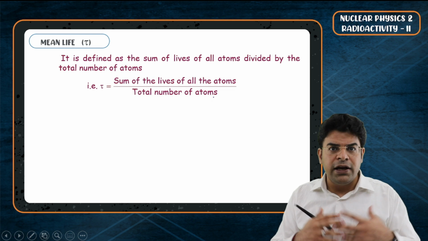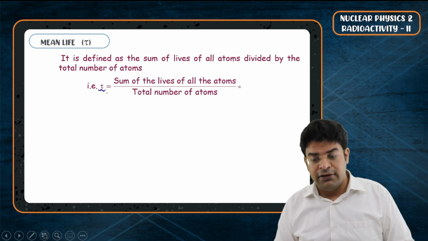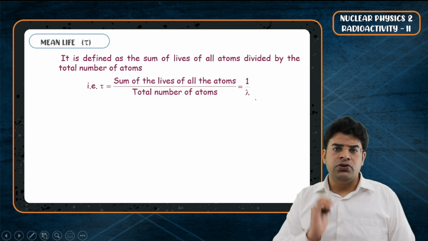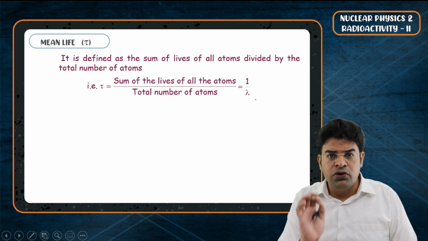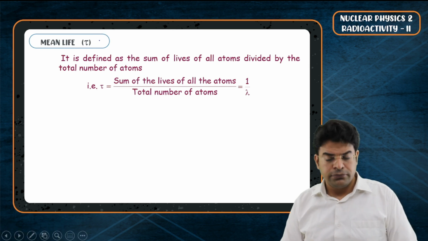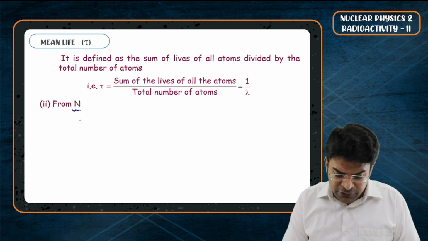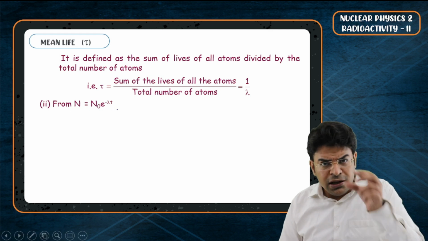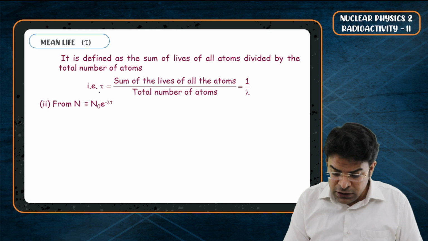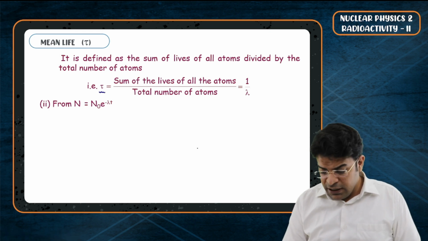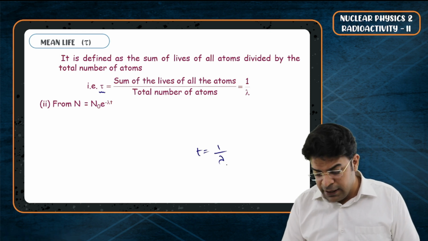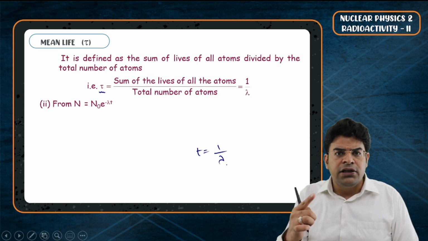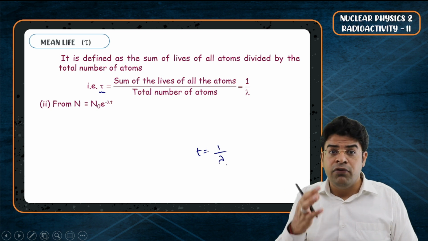And when you calculate it using integration, then the mean lifespan comes out to be equal to 1 by lambda. Now bachon, here are a few things that we should know about mean lifespan. We know from the basic equation that N equals N naught e raised to the power of minus lambda t. In a time span equal to the mean life, that is, in a time span equal to 1 by lambda, how many active nuclei would have decayed and how many would have survived?